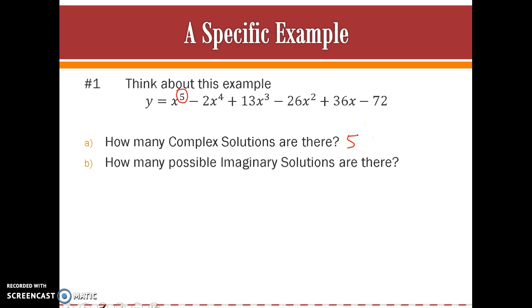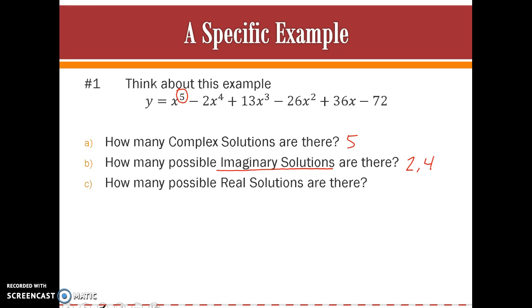Of those complex solutions, how many possible imaginary solutions could there be? Well, we know imaginary solutions come in pairs. We can't have one imaginary solution because if we have one, we're automatically going to have 2. We can't have 3 imaginary solutions because if we have 3, we're automatically going to have at least 4. Could be 6, but they always come in pairs. So the imaginary solutions are either going to be 2 or 4. We can't have 6 because we've only got 5 solutions.